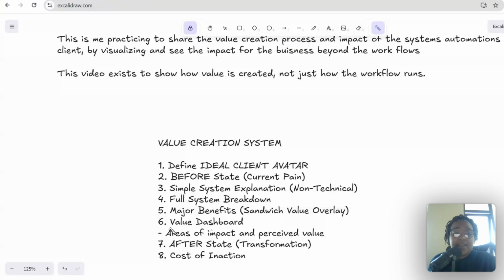Also, further visualizing the value that we created with a value dashboard, and we are going to look at the areas of impact and the perceived value, and analyzing what the after state transformation is. The before state is the pain point, and when you get the solution, what's the transformation that they're going to get. And most of all, last but not least, is the cost of not taking action. This is one of the most important. So this is our 8-step value creation system.